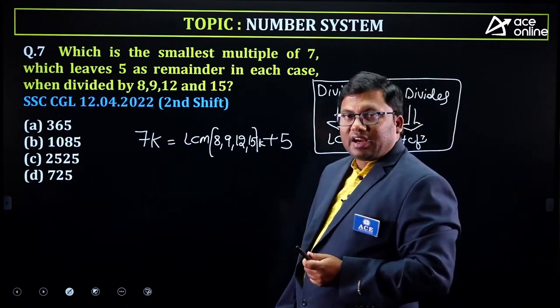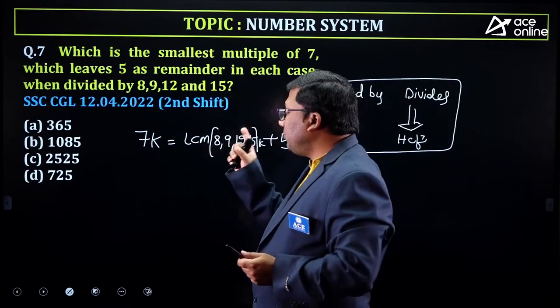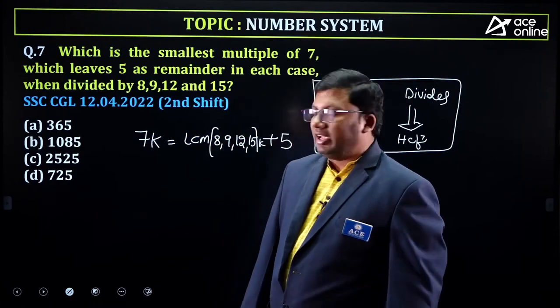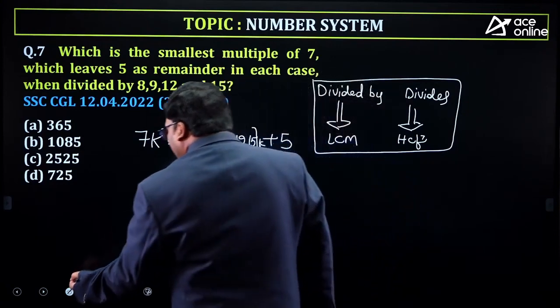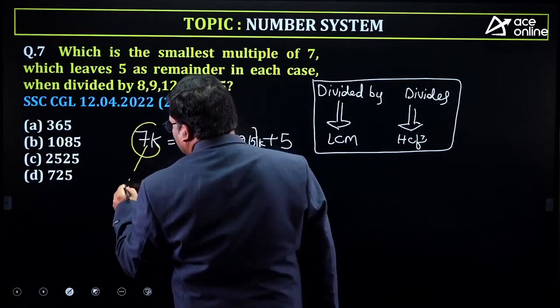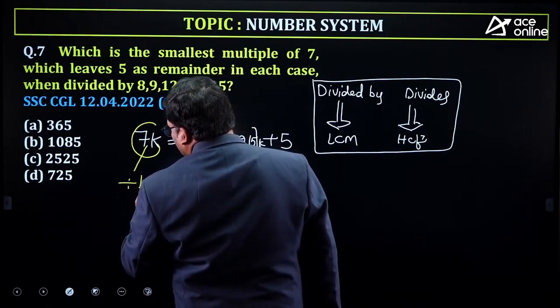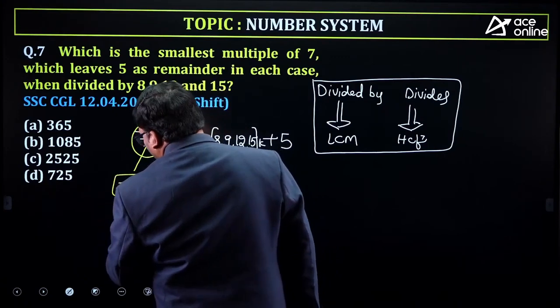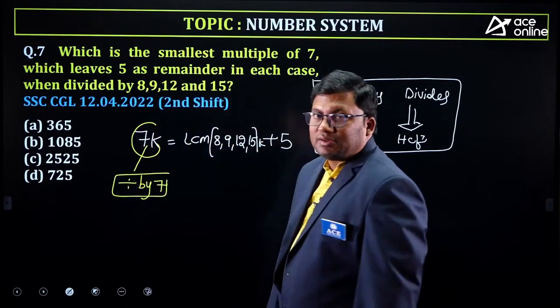Right? The number is a multiple of 7. The same number when divided by 8, 9, 12, 15, the remainder will be plus 5. Listen carefully, sir. The answer is divisible by 7.